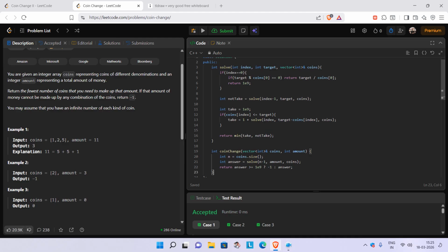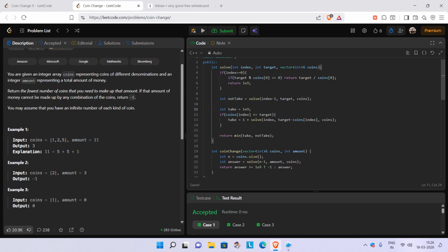Now this is the definition of the solve function. We pass index comma target along with the coins, and skip the base case for now. This is the one condition when we do not take, and this is the take condition. Since we are not guaranteed that it is possible to take it or not, let's initialize with maximum. Why maximum? Because we have to take the minimum of these, so to make it ignorable, we simply initialize with maximum.